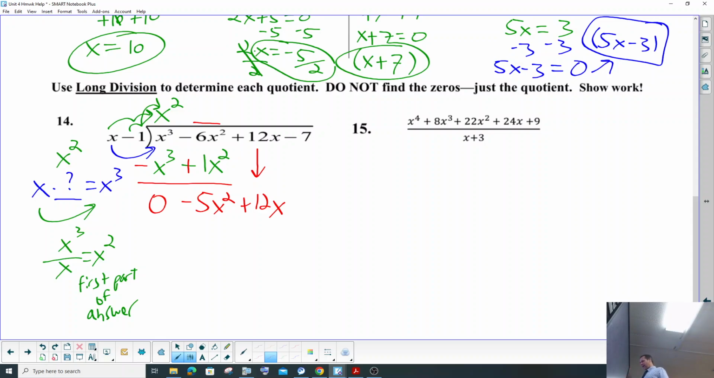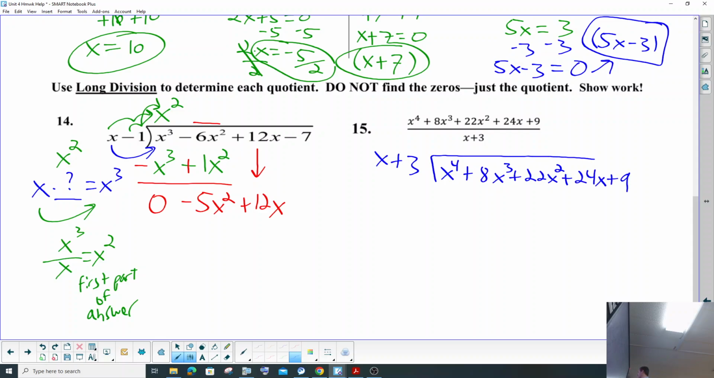So here we go. We have x plus 3 into x to the 4th power plus 8x to the 3rd power plus 22x squared. I don't know if I said this in class, but we need to check and make sure that we have 4, 3, 2, 1, 0. If you're missing any x terms, you have to put a placeholder in, else it's not going to work right and it'll mess up. So definitely make sure we get that good.